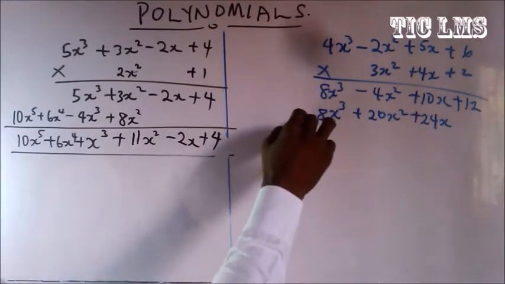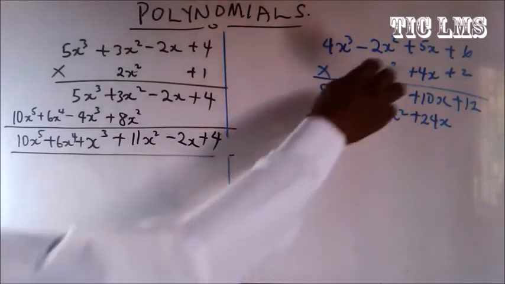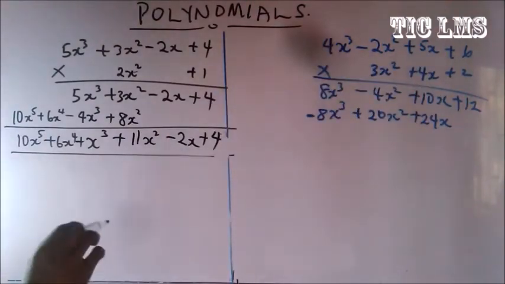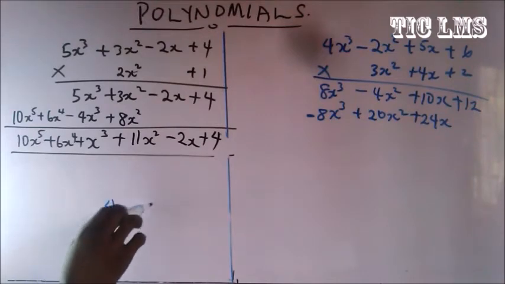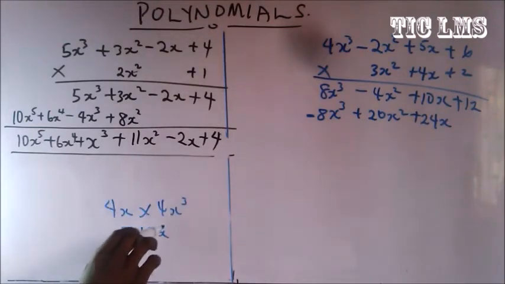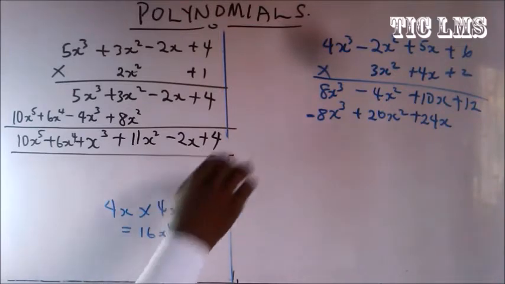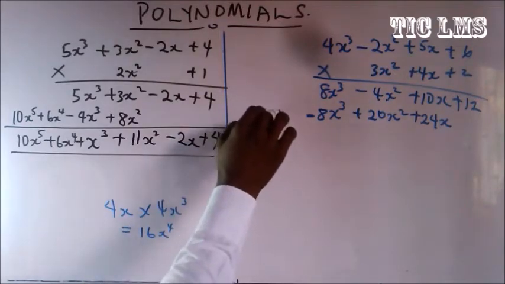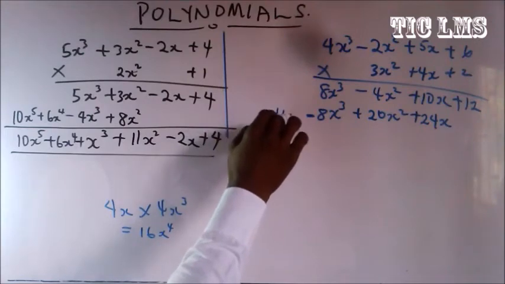And then don't forget that we have a negative. And then 4x multiplied by 4x raised by 3, that's 16x to the power of 4. So we have plus 16x raised by 4.